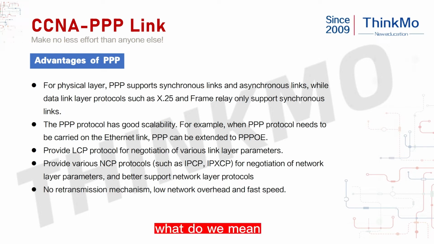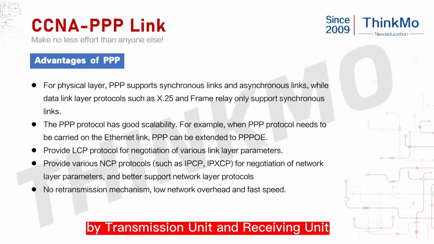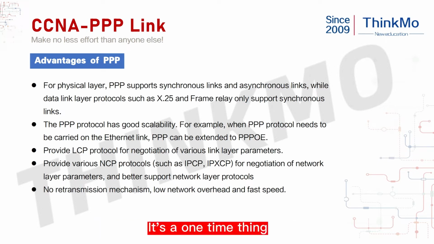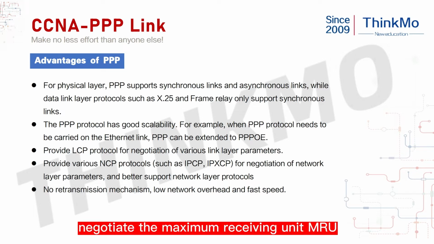What do we mean by transmission unit and receiving unit? It's how much data can be sent at one time. Let's say I send 100 at once, but you can only receive 12 at a time. You can't take it like that. That's why we negotiate the maximum receiving unit, MRU.